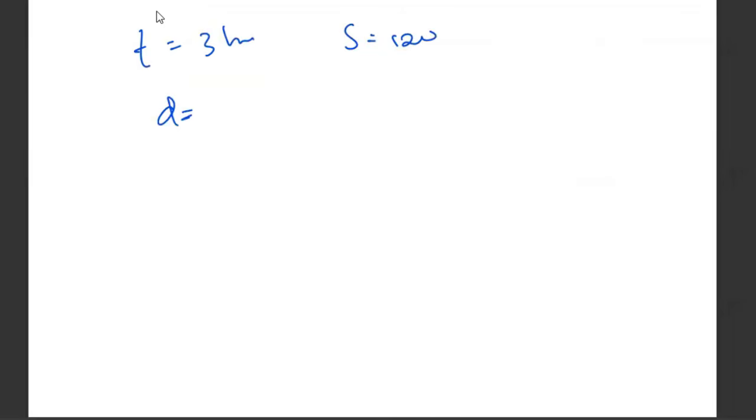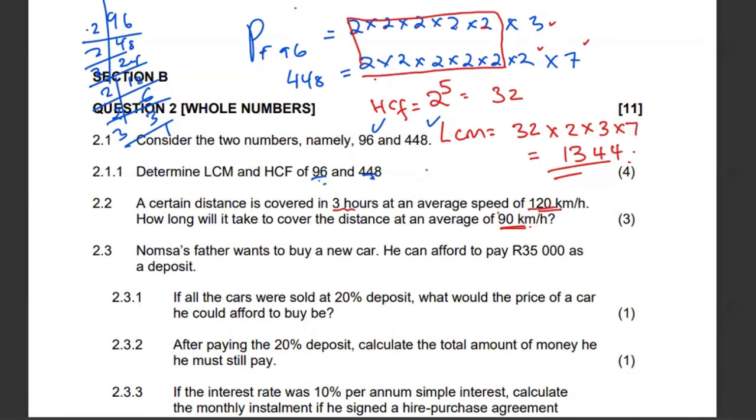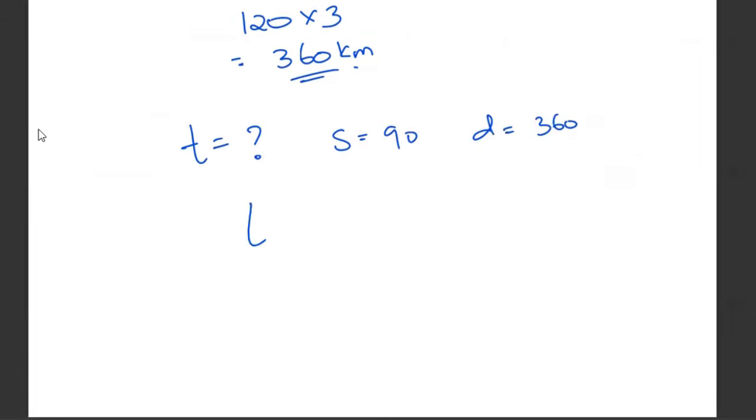So we know that speed is distance over time, so the distance must be speed times the time. So 120 multiplied by 3 gives us 360 kilometers. But now, the second scenario is telling us that if we have 90 kilometers per hour, how long? So t is what we need if the speed is 90. The distance is still the same at 360. So time is going to be distance over the speed. So it's 360 divided by 90, which gives us a good 4 hours.